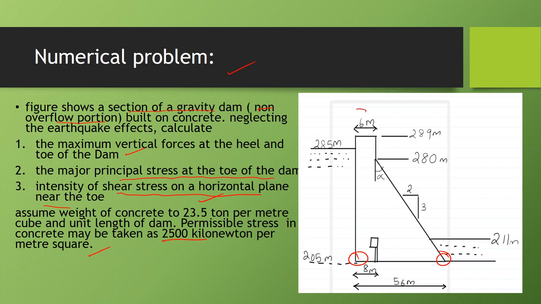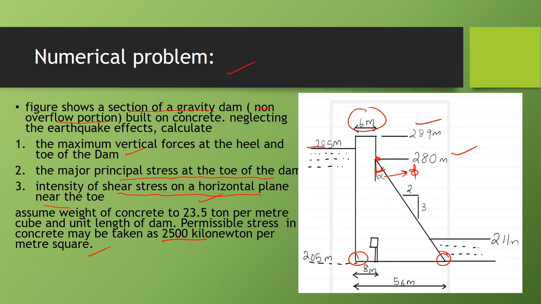So this is the figure. We have 6 meters as the top width, and the top level is 289 meters. Water level is at 285 meters, and the point where the downstream slope starts is at 280 meters. And this is the alpha or phi, as we earlier studied from that equation. This is the angle between the downstream face and the vertical of the dam.